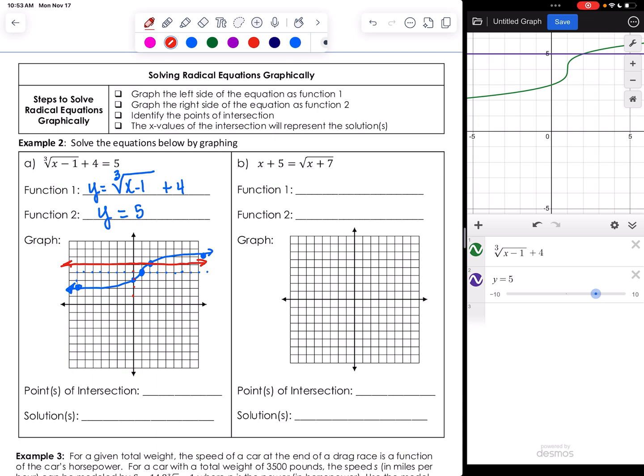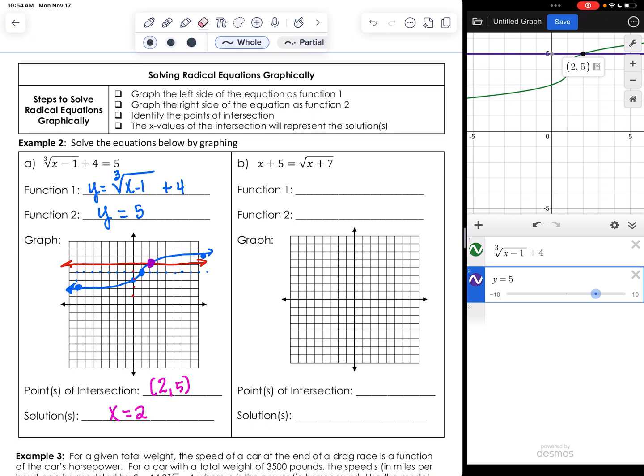So you can see, let me grab a different color. I'll use purple. You can see they're intersecting at this point right here. And on your calculator, you can just tap on it. Okay, so it's intersecting at the point 2, comma 5. So the solution to this equation will be x equals 2.